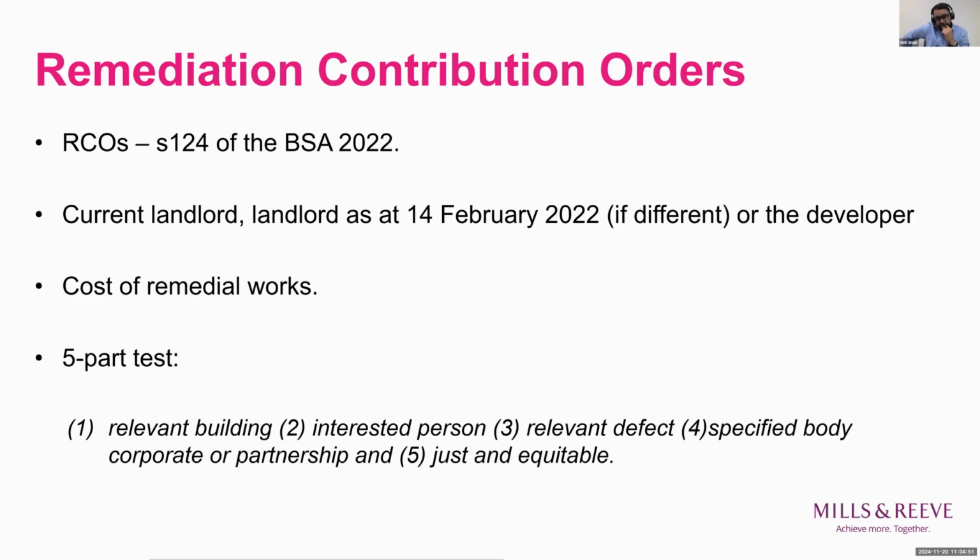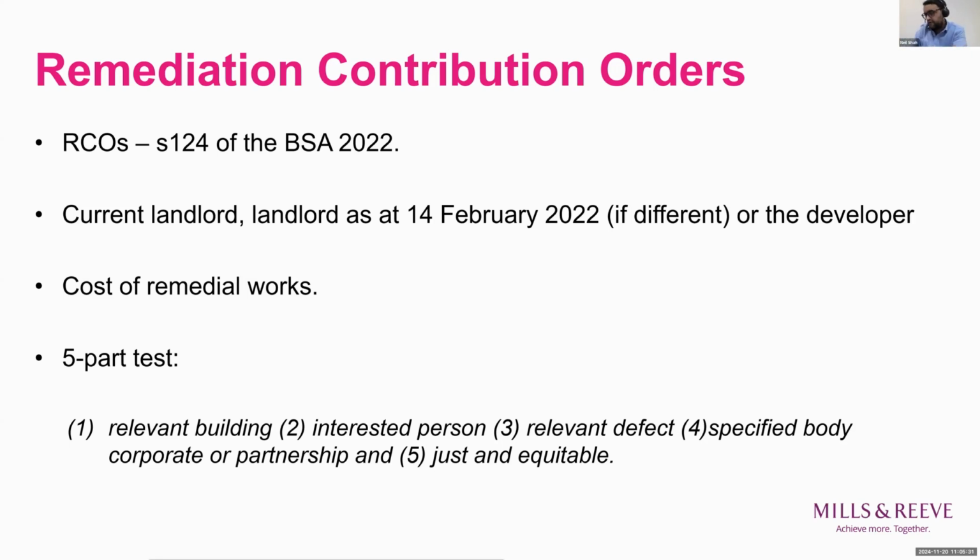What do you need to satisfy in order to bring an RCO? It's a 5-part test. You need to show that it's in relation to a relevant building. You need to be an interested person. The defect needs to be relevant, and it needs to be a specified body or corporate partnership. And the tribunal or court needs to be satisfied that it's just and equitable in order to make an RCO. Now, there are 2 points there just to note. Interested person, as we'll come on to, doesn't extend to defendants, whereas a BLO is an interdefendant remedy. And I don't want to spoil Charlotte's talk, but that's something that will become of more interest when Charlotte comes on to speak about that.